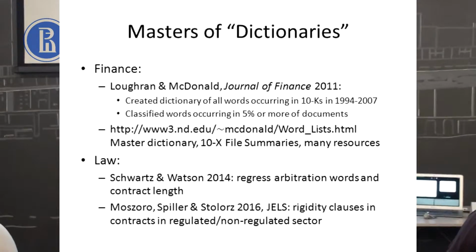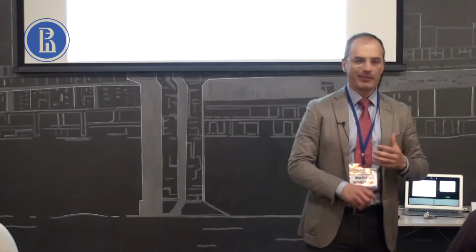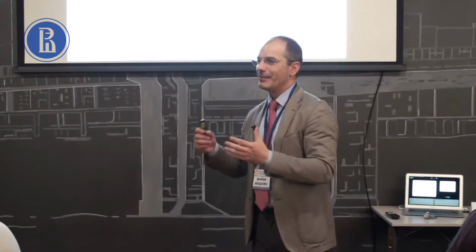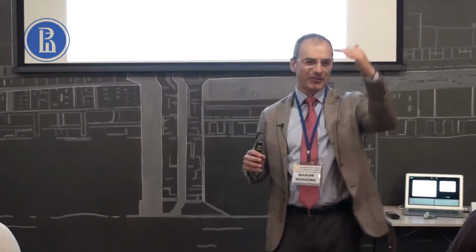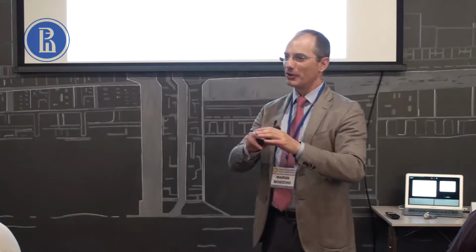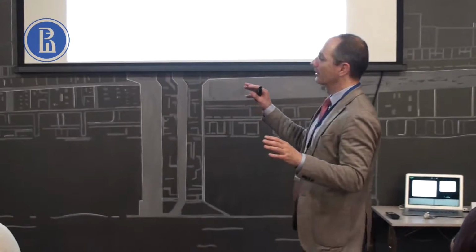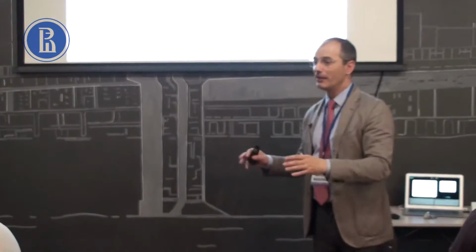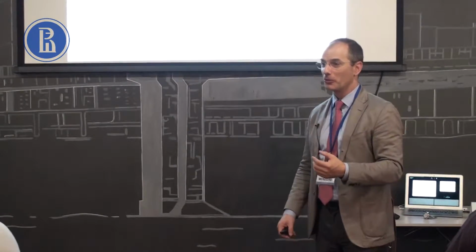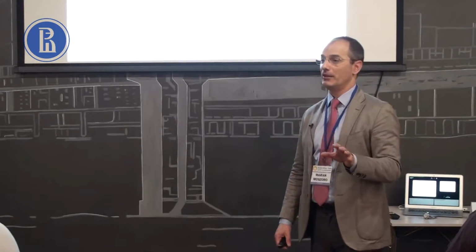Now tell me, what is the super, this is very simple statistics. You just make a list of words that appear, the 5% that appear most commonly in documents, and then you make an explanation of those words. And that was the Journal of Finance paper.